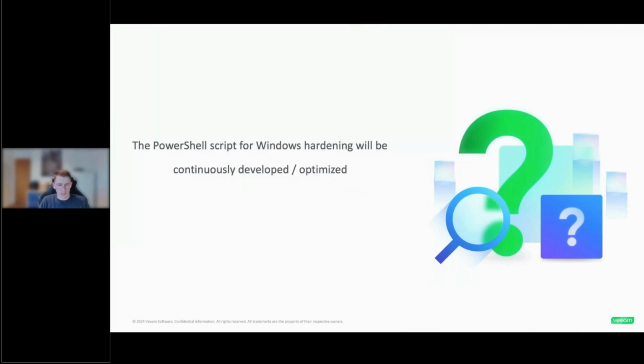I will commit myself, as long as Veeam doesn't 100% run on Linux, to optimize and continuously develop the Windows hardening script. I'm currently waiting for the CIS policies for Windows Server 2025 to edit the script one more time, and it could be an idea to keep the flow on the community project to develop this.